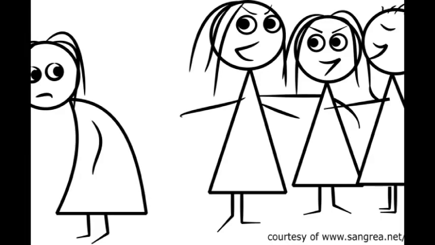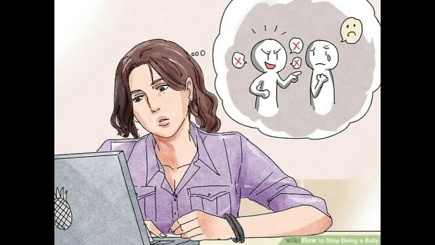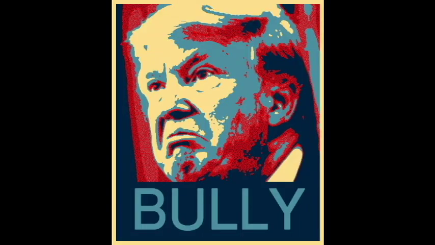Relational aggression is a type of social manipulation where people try to hurt their peers or sabotage their social standing. Cyberbullying is when a person uses the internet to harass, threaten, embarrass, or target someone. And sexual bullying is repeated harmful and humiliating actions that target a person sexually.